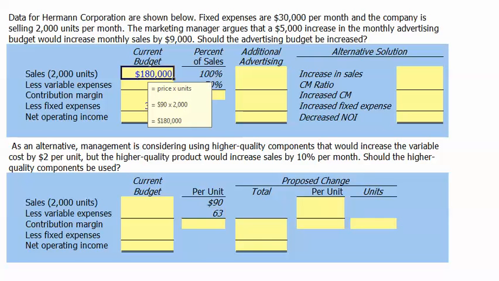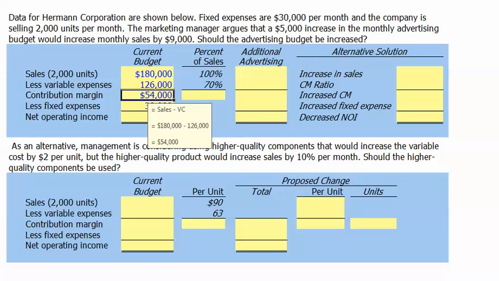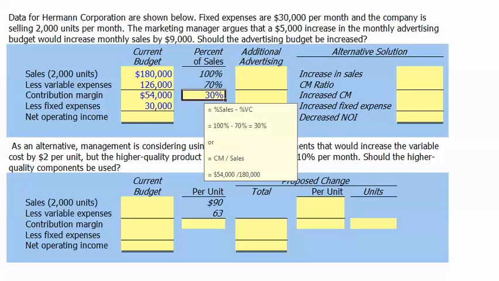Currently, sales are $180,000 per month. That's our $90 per unit selling price times 2,000 units. Our variable expenses are $126,000. That's the $63 per unit variable cost times 2,000 units, which means our contribution margin is $54,000, and our contribution margin ratio is 30%, which is our 100% of sales minus our variable expense ratio of 70%, or we can simply take our contribution margin of $54,000 and divide it by our $180,000 in sales.